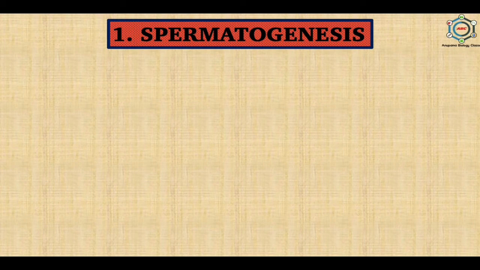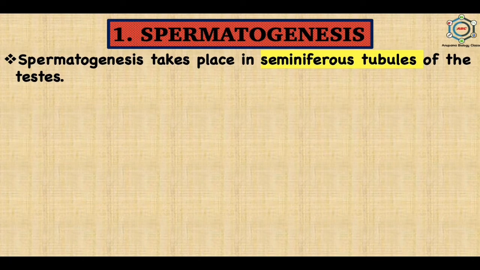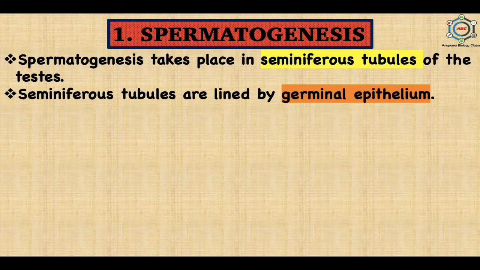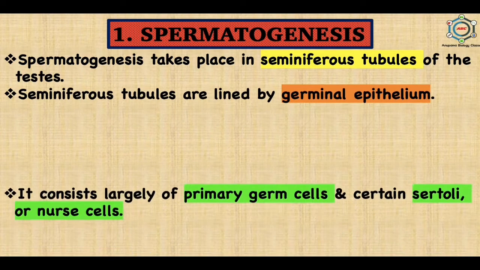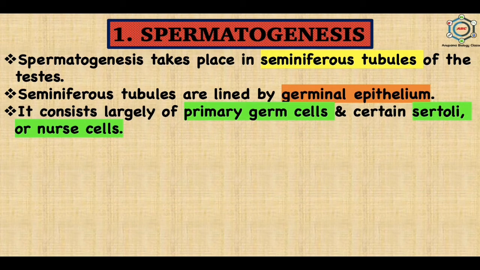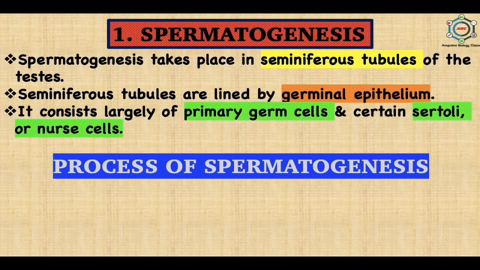Now, the first gametogenesis, that is spermatogenesis. Spermatogenesis takes place in the seminiferous tubule of the testis. Seminiferous tubules are lined by germinal epithelium. It consists largely of primary germ cells and certain Sertoli or nurse cells.